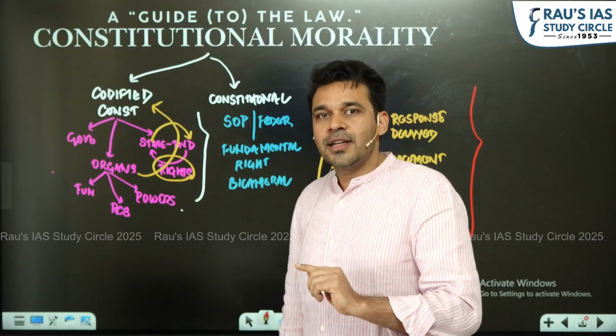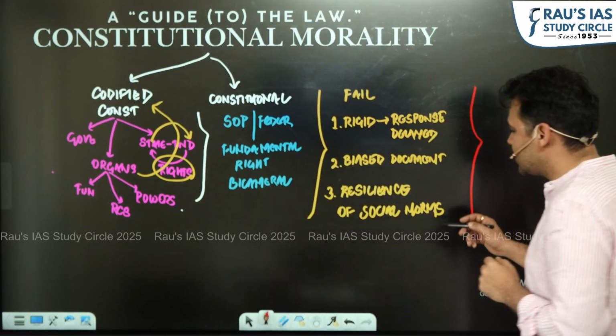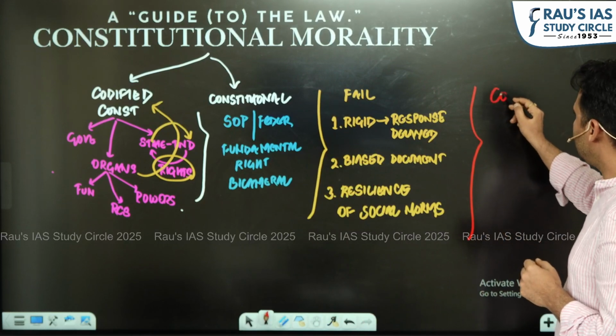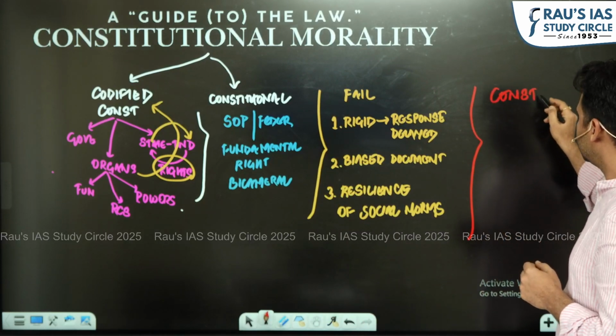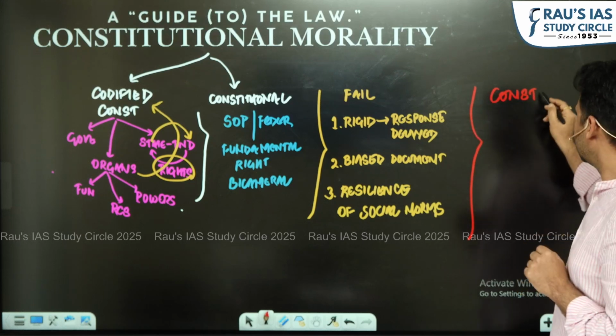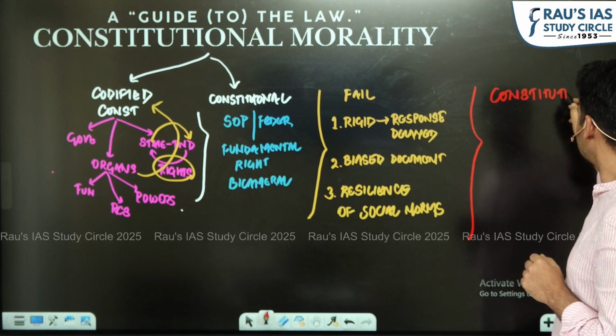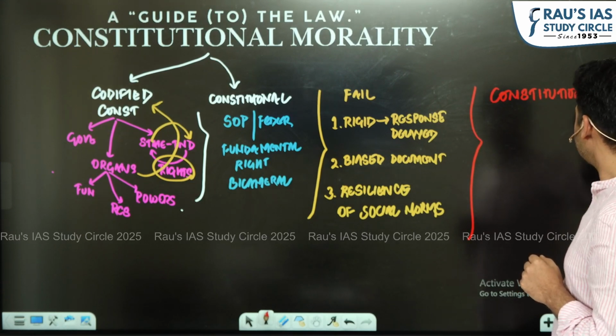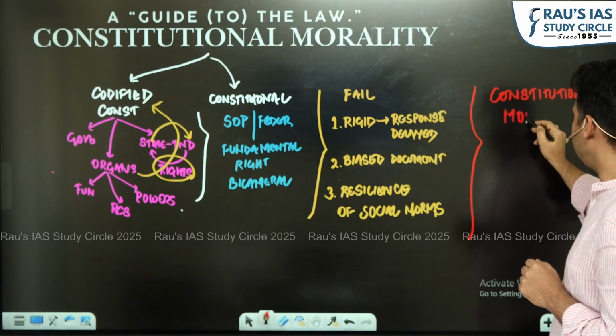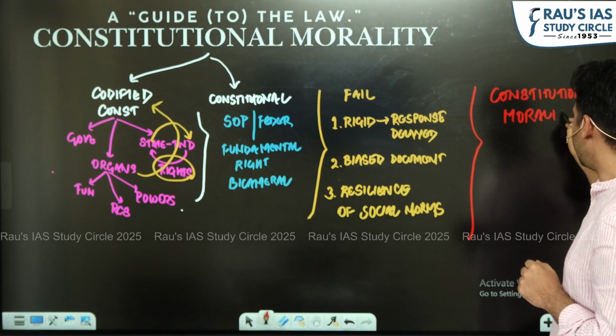Now you can understand why this term has come into the news, because now we are celebrating 75 years of the survival of the constitution. So there must be an element of constitutional morality.